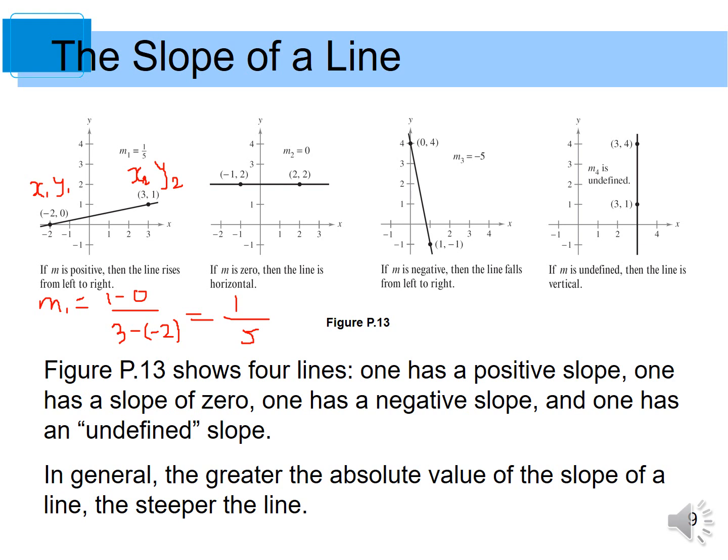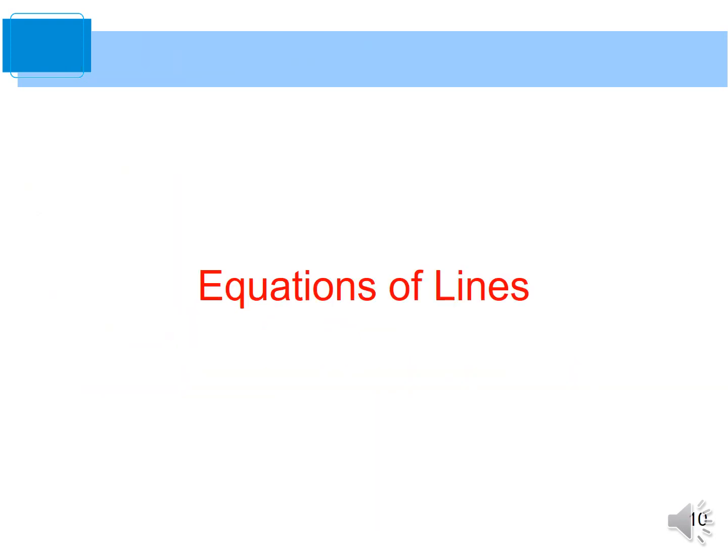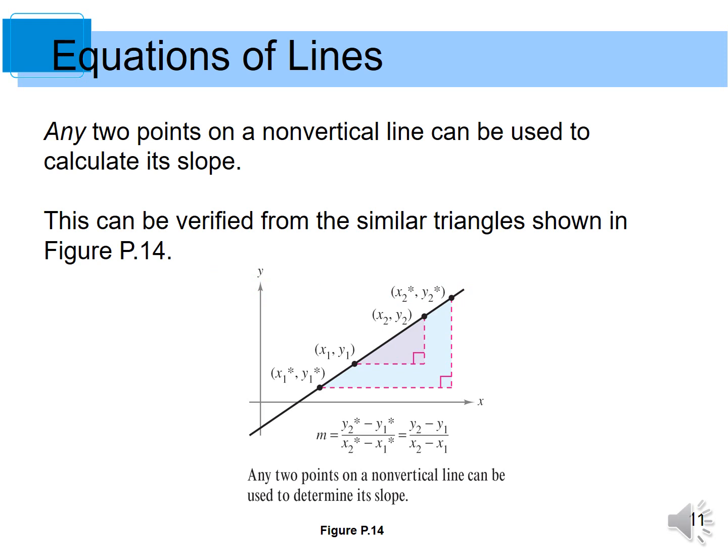In general, the greater the absolute value of the slope of a line, the steeper the line. Equation of a line. Any 2 points on a non-vertical line can be used to calculate its slope. This can be verified from the similar triangles shown below.